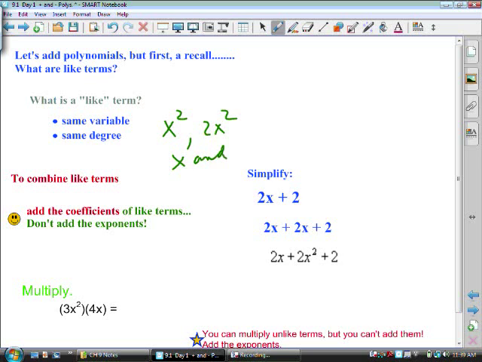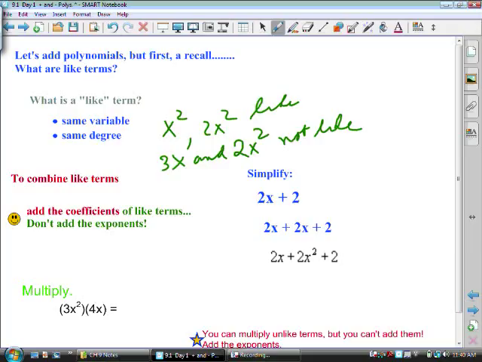3x and 2x squared are not like terms because one is to the first power and the other is the second power of x. So just keep that in mind.